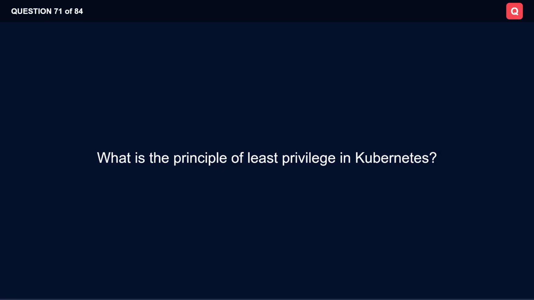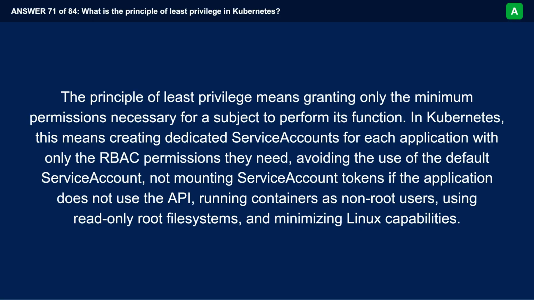What is the principle of least privilege in Kubernetes? The principle of least privilege means granting only the minimum permissions necessary for a subject to perform its function. In Kubernetes, this means creating dedicated service accounts for each application with only the RBAC permissions they need, avoiding the use of the default service account. Not mounting service account tokens if the application does not use the API. Running containers as non-root users, using read-only root file systems, and minimizing Linux capabilities.